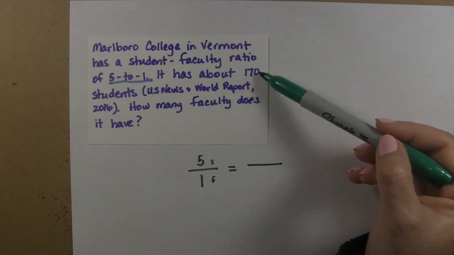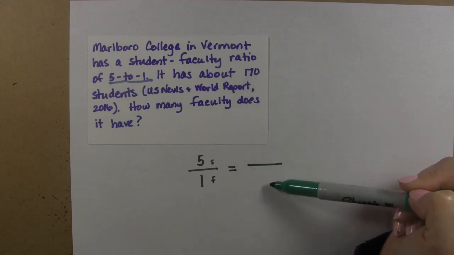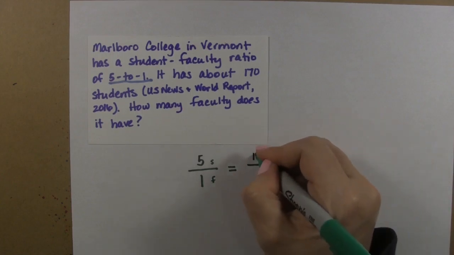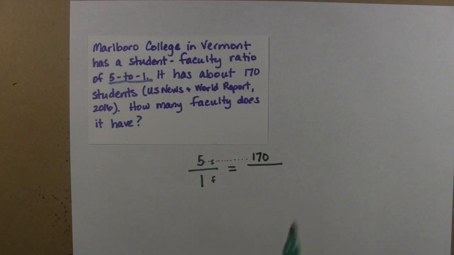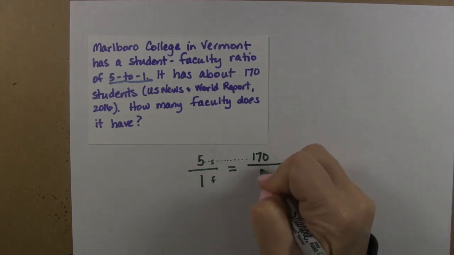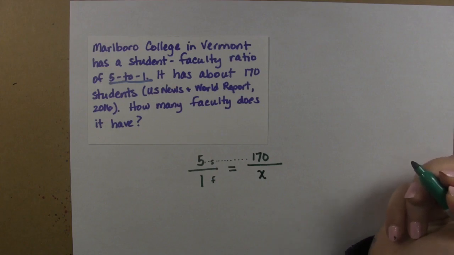Is that 170 students going to go in the numerator or the denominator? It's going to go in the numerator. Why? Because I said that I was going to put students in the numerator, and I need to be consistent from one fraction to the next. And then X is what we're trying to solve for. It's how many faculty there are altogether.